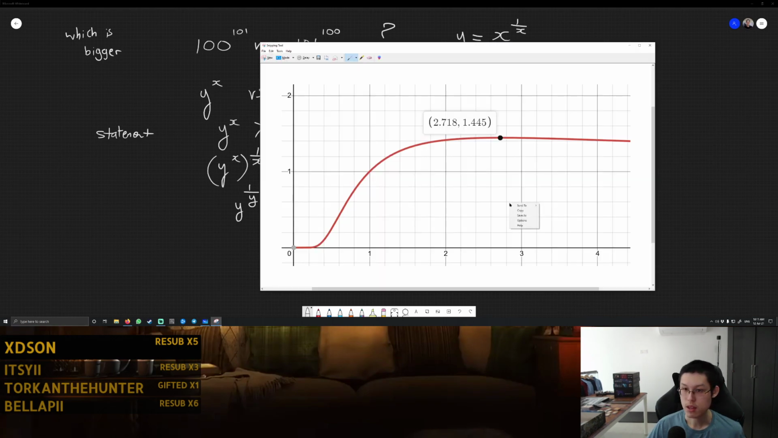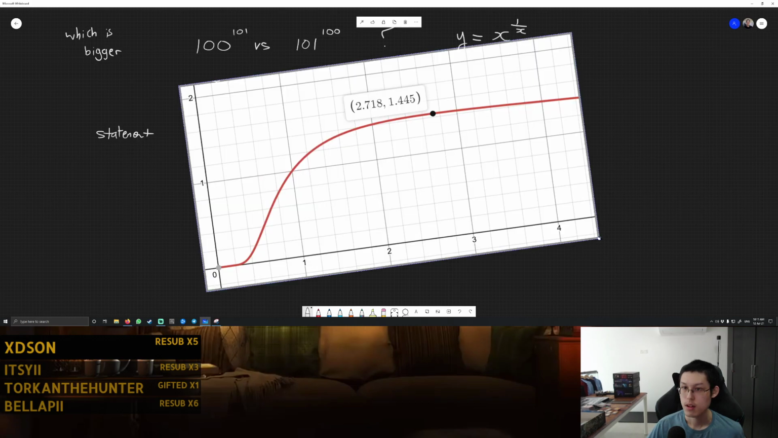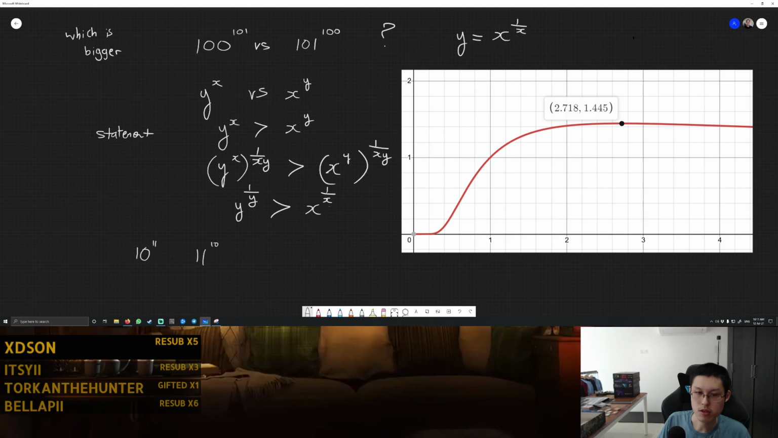Let me copy this again. Copy that. Paste it here. There we go. So we know that the function looks like this, right? And let's say we're going to compare 10 to the power of 11 versus 11 to the power of 10. So 10 to the power of 11 is going to be somewhere here.